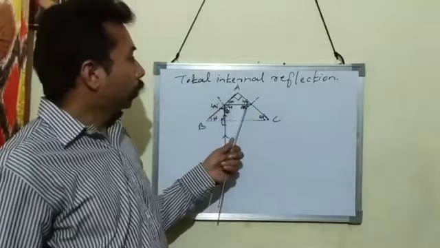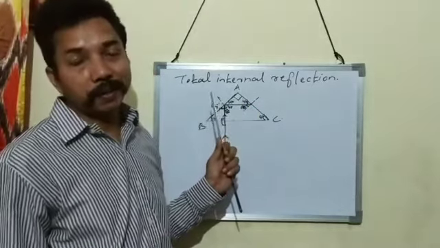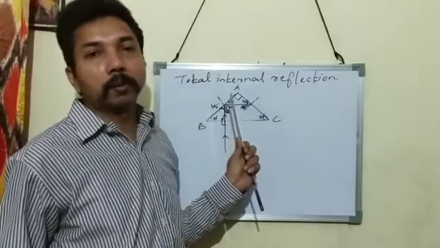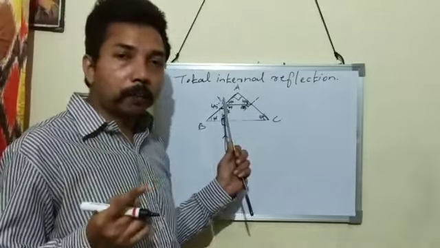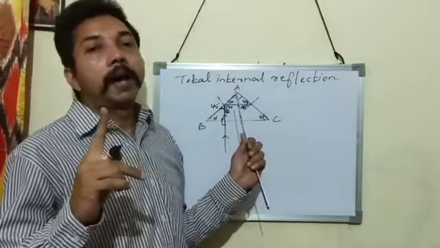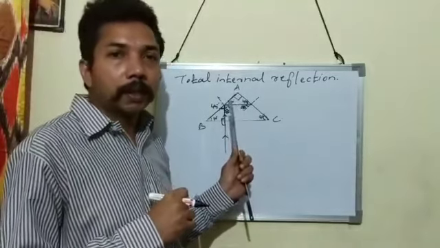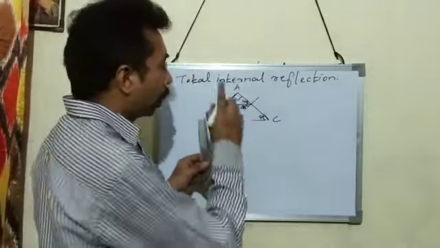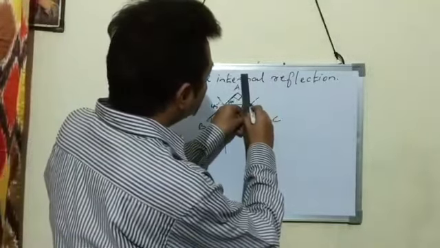The angle of incidence on surface AC is 45 degrees. So which phenomenon will take place? Total internal reflection will take place. Why will total internal reflection take place? Because the angle of incidence is more than the critical angle. So what will be the angle of reflection? The angle of reflection will be 45 degrees.